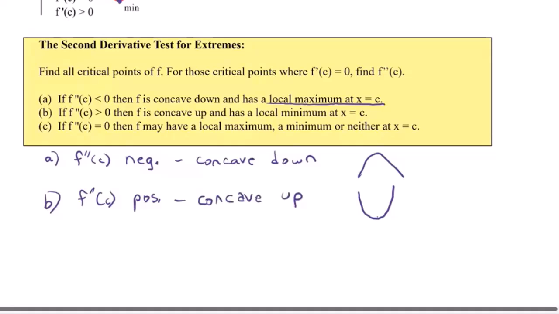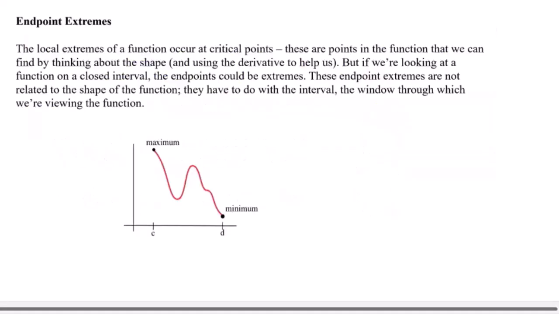And if it equals 0, it may be a maximum, it may be a minimum, it may be neither. We don't know much about it when it's equal to 0. We have to do a little more testing. The local extremes of a function occur at critical points. These are points in the function that we can find by thinking about the shape and using the derivative to help us. So, for example, here we have the shape.